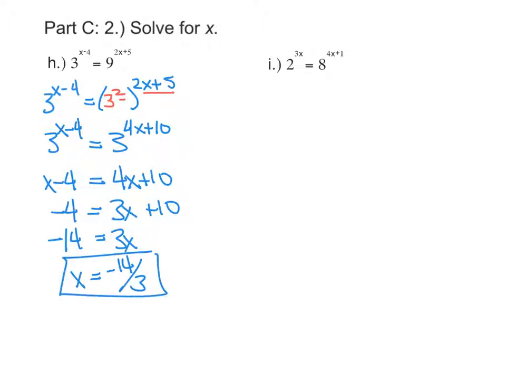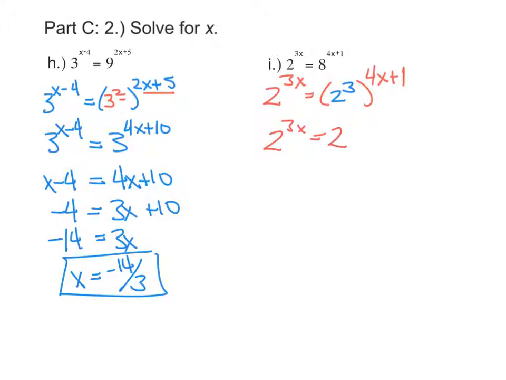Let's do the same thing with 2 to the 3x is equal to 8 to the 4x plus 1. 8 is a power of 2. So that means on the left side, I'll leave it alone as being 2 to the 3x. But on the right side, that 8 can be rewritten as a power of 2. I'll leave the power alone for right now, but 8 is 2 to the third. So taking power to a power lets me rewrite this, leaving the left side alone.